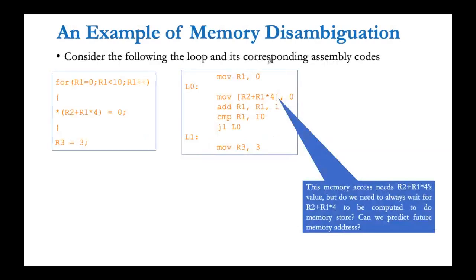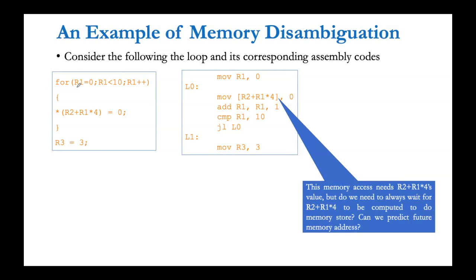In the previous lecture, we were stuck with memory disambiguation. In this memory disambiguation, let us just consider an example, and after that, we'll see the definition of memory disambiguation. Let us consider a for loop.